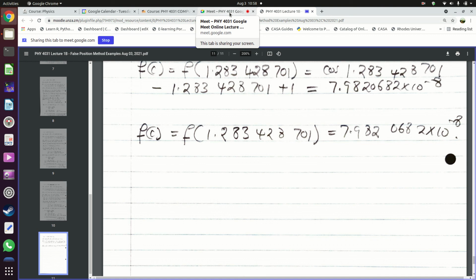Yeah. So see you tomorrow where we are going to introduce what is referred to as the Gauss-Seidel method for solving systems of linear equations. Okay. So here we are done.